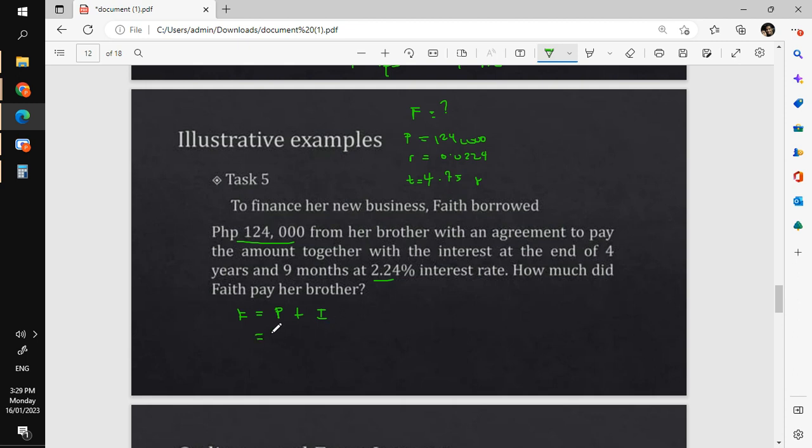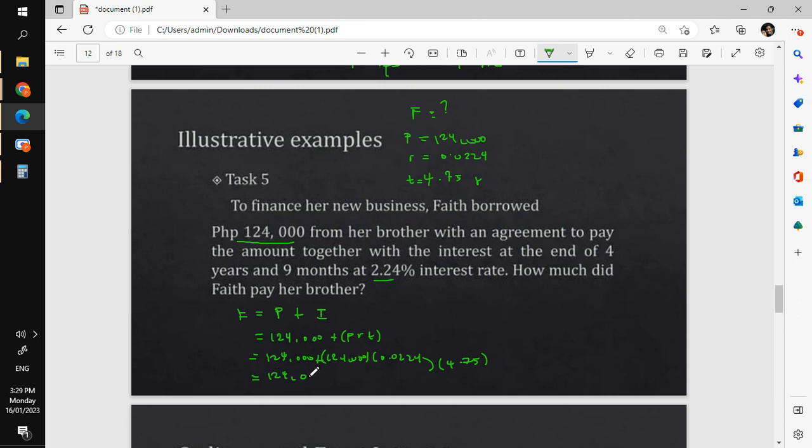Okay, so we have here the principal amount, that's 124,000 pesos, plus the interest. Since we do not have the value of the interest in here, we can substitute the formula of the interest, which is P times R times T. Copying, 124,000 plus 124,000 times 0.0224 times 4.75.